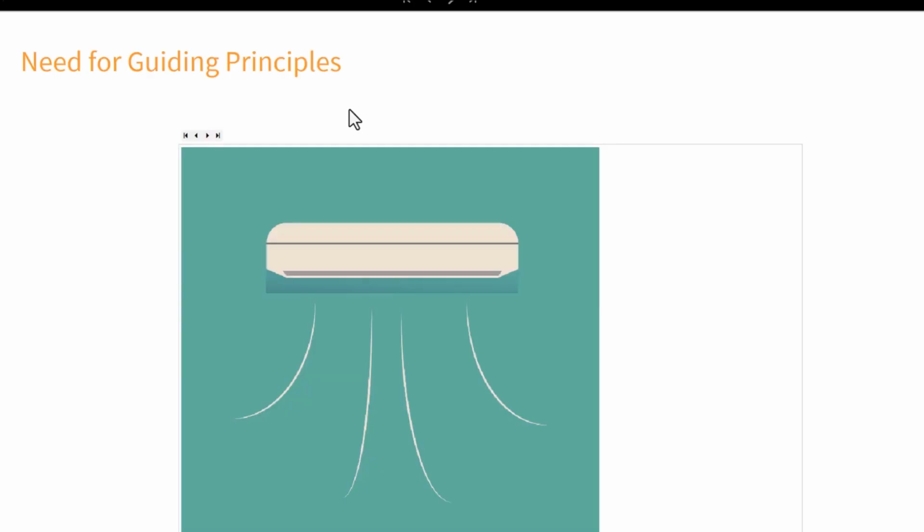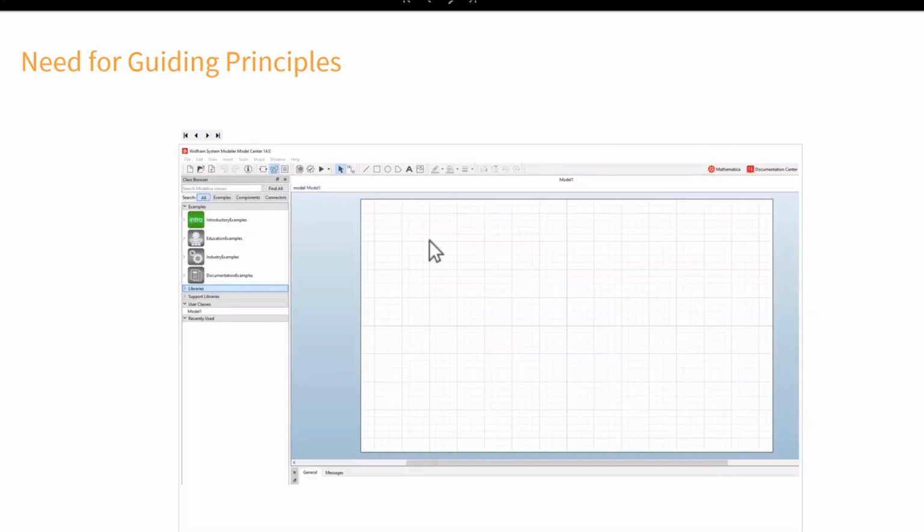Why do we need principles for modeling systems? Imagine you're looking to buy an air conditioner for your home. Naturally, after being comfortable with System Modeler, you decide to model your room to test out various air conditioners available in the market. Initially, your enthusiasm is sky high, but as you face the blank canvas of the modeling interface, that excitement might quickly turn into overwhelm.